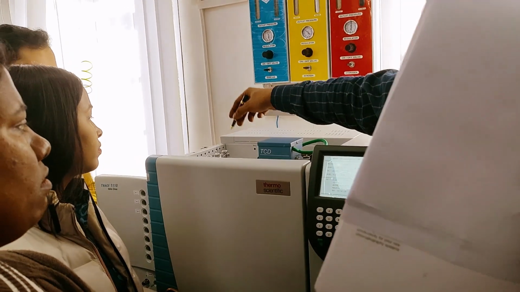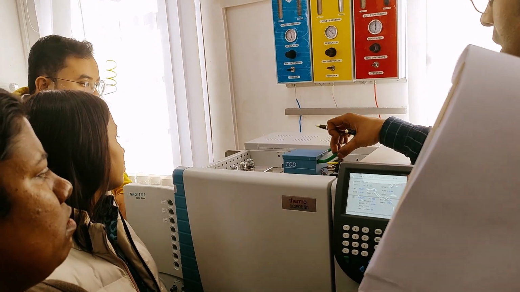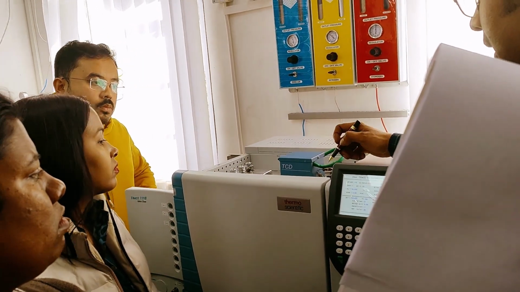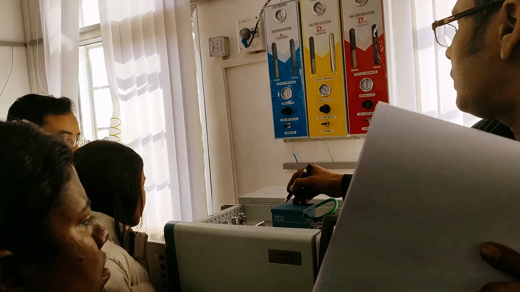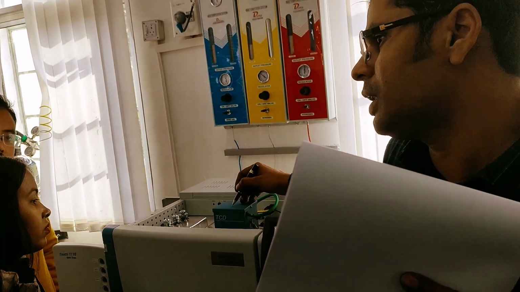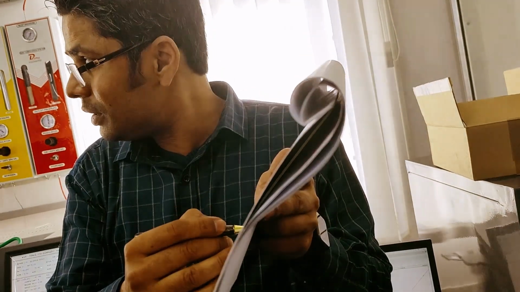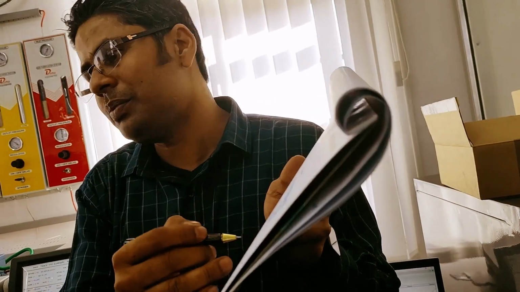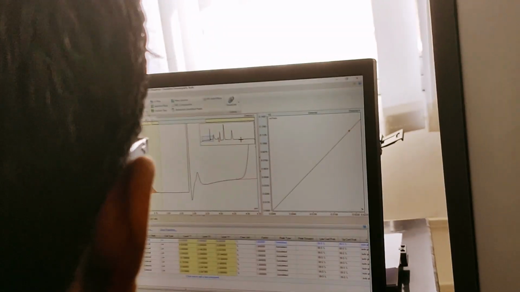Okay, for the flame, we have to give hydrogen. So hydrogen and zero air is the fuel for the FID. That's why we are using this. All are connected. Here it is coming, that means the percentage of hydrogen was big. Then this is the valve pipe, valve on. That's why I am going to do more of this chromatography.